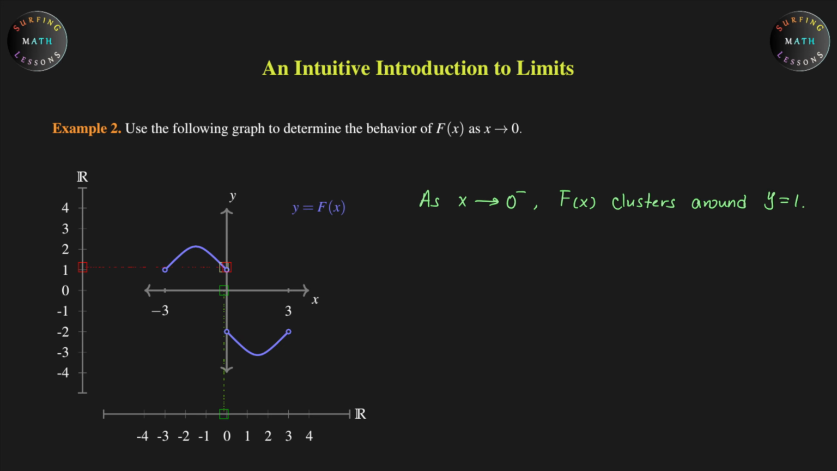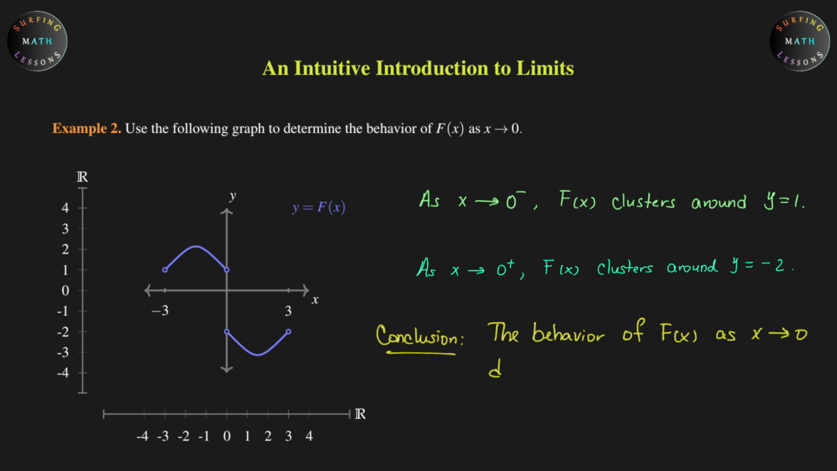Now we still need to find the behavior of f of x for the other side approximation. Note that as x approaches 0 from the right, it eventually lies in the open interval 0, 3 and moves towards 0. In this case, we see that f of x clusters around the value y equals -2. We conclude that as the two side approximations are different, the behavior of f of x near 0 is completely determined by the direction from which x approaches 0.